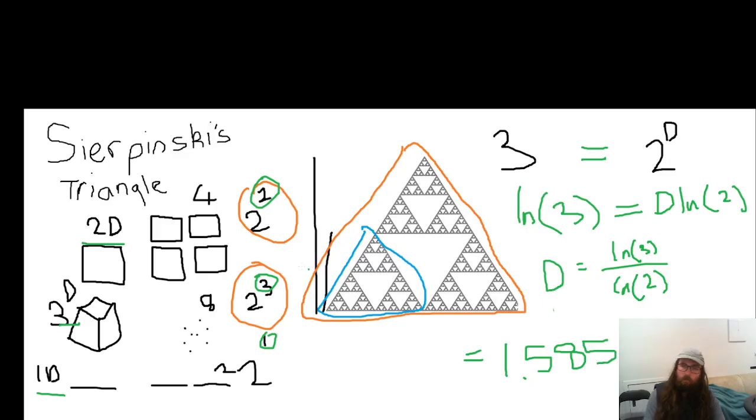So if we think about dimensions in this way, we can say that this shape is 1.585 dimensional, which is kind of cool. And a lot of fractals, especially self-similar fractals, are going to have a Hausdorff dimension, and you can calculate what they are, and they're quite interesting.